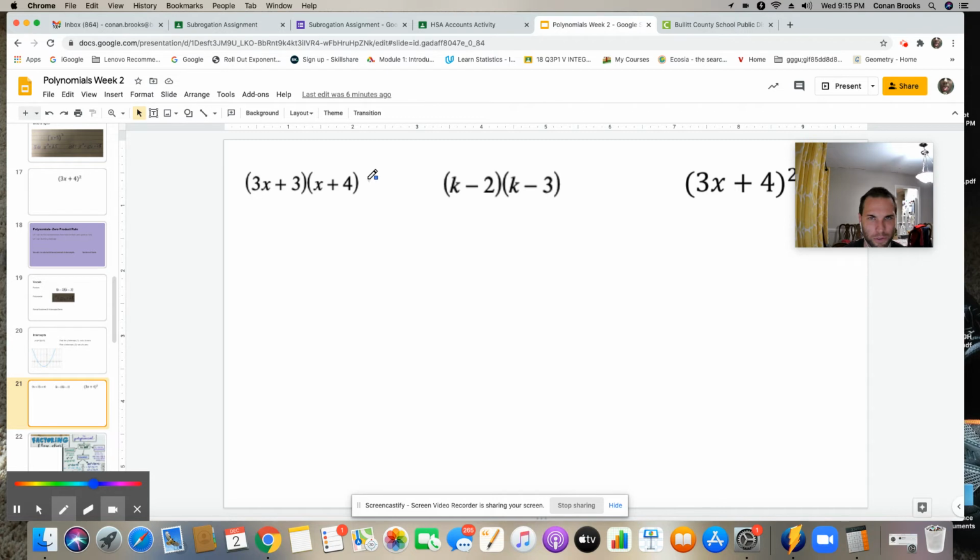Here we have a couple binomials. Remember that this is equal to y. The first thing I'm going to do is solve for the y-intercept. We're going to set x to 0. So we plug in 3 times 0 plus 3, and we multiply that by 0 plus 4. That is equal to the y-intercept. So 3 times 0 is 0, plus 3 is 3. And 0 plus 4 is 4.